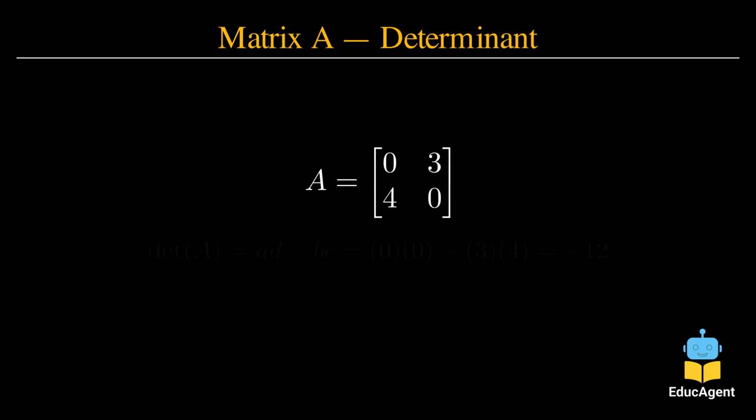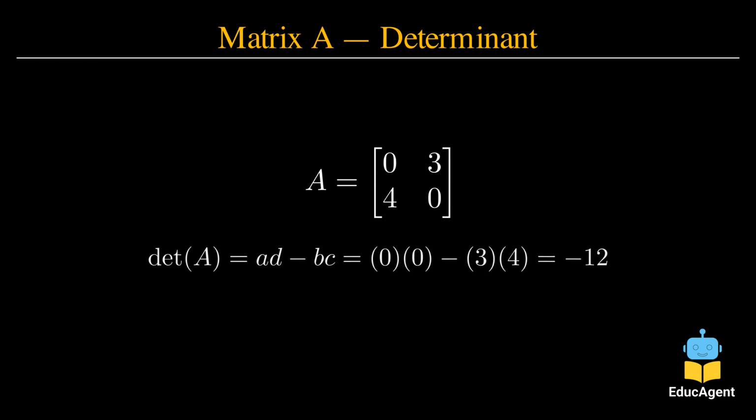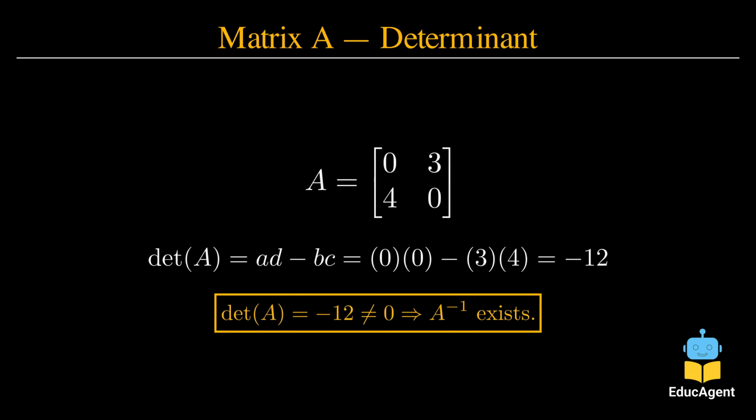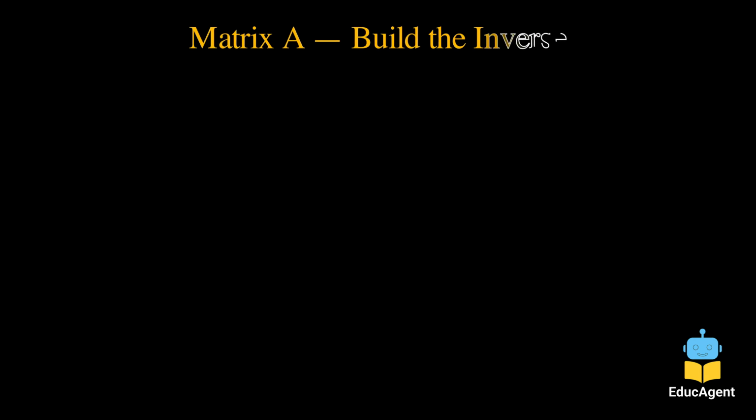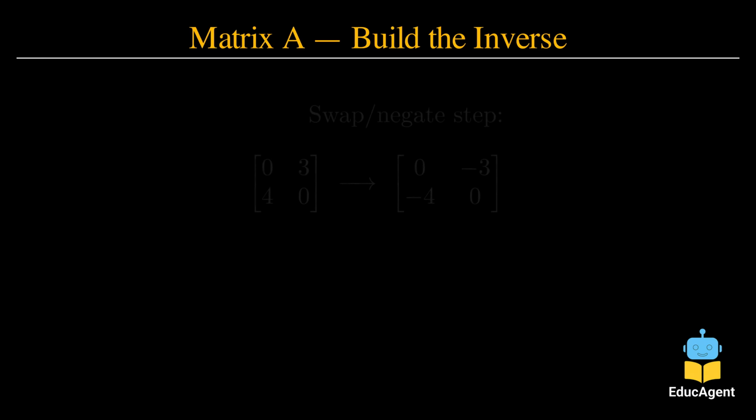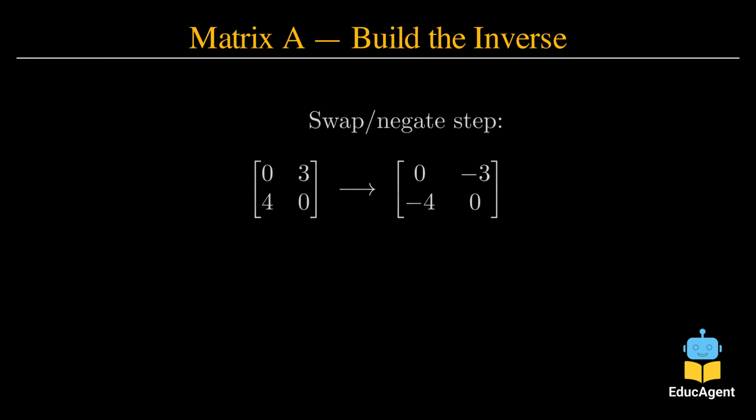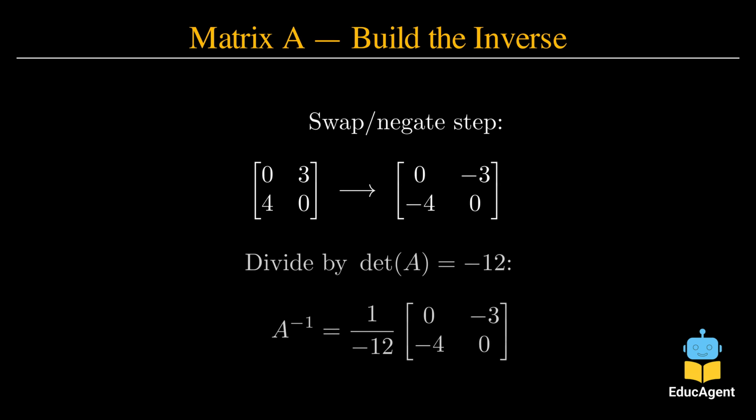For A, the determinant is -12, definitely non-zero, so A is invertible. Great, now we apply the formula. Swap the diagonal entries, they're both 0 here, and negate the off-diagonals. Then divide everything by -12.